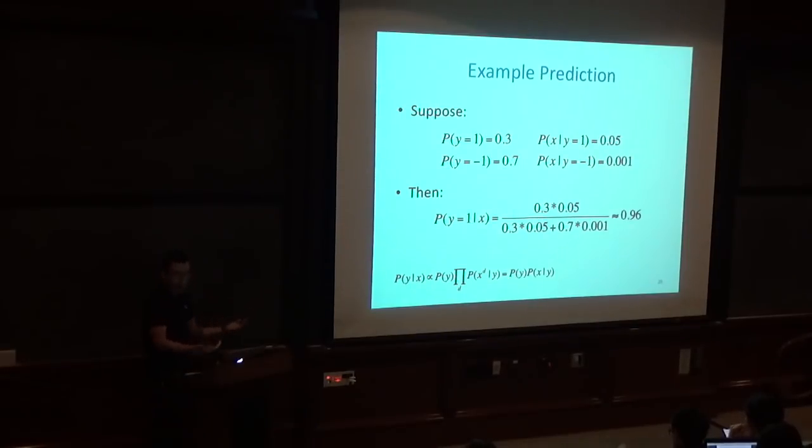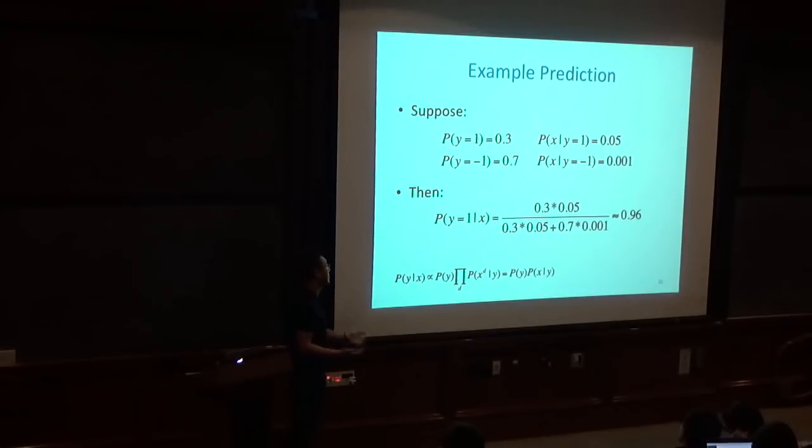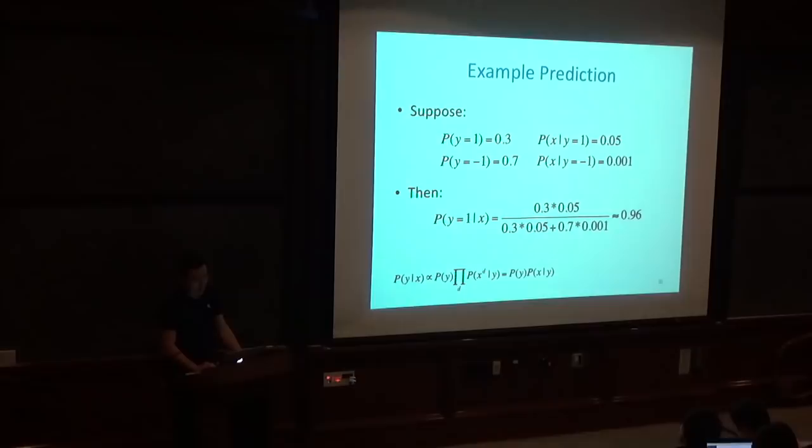Okay, so let's just go through one example. This is a very simple example, but it gives you a sense of the mechanics of how these models work. Suppose that P of y equals 1 is 0.3, and P of y equals minus 1 is 0.7. This is the P of y probability table. Then for a specific x, I'm not going to write out the whole probability table, P of x given y equals 1 is 5%. So given this y, the probability of sampling this x is 5%. And for y equals minus 1, the probability of sampling this x is 0.1%.